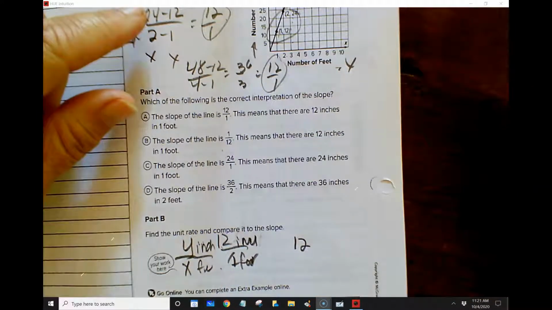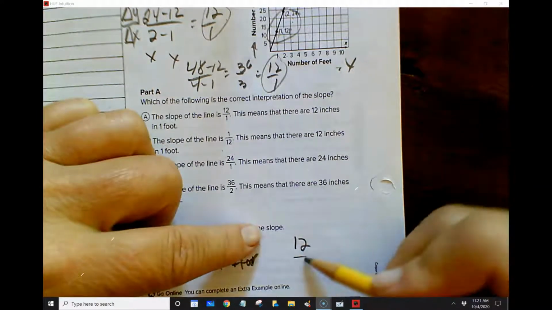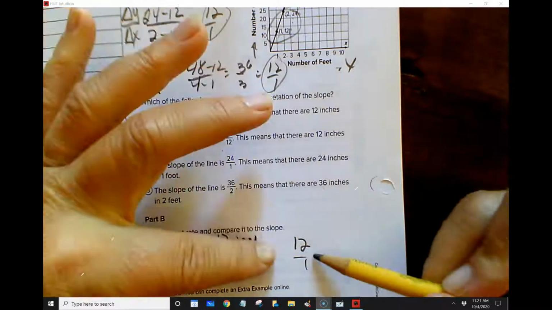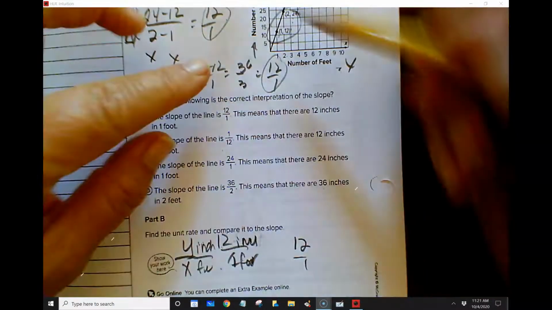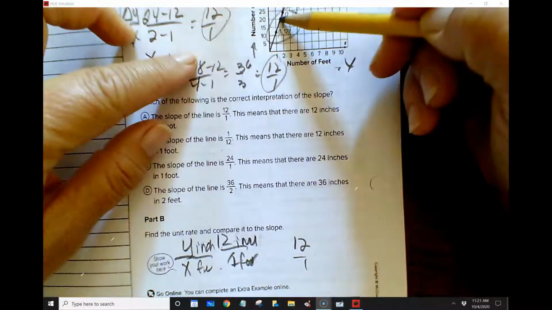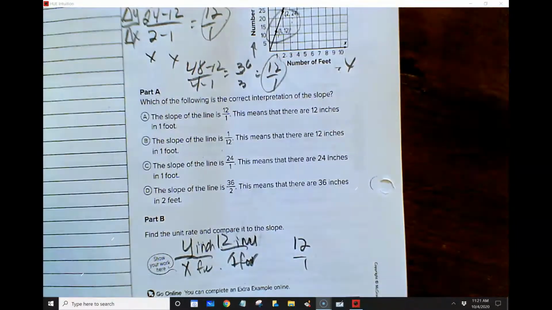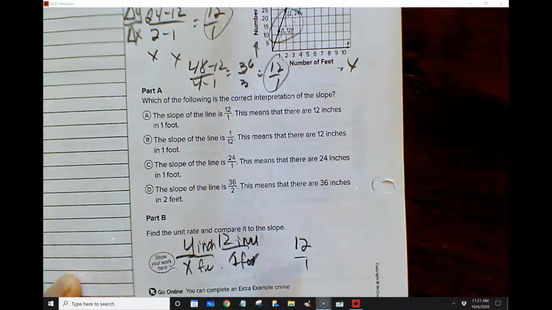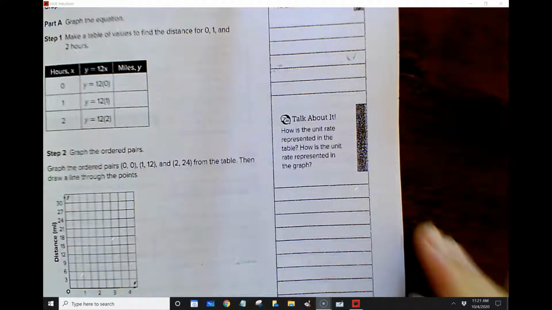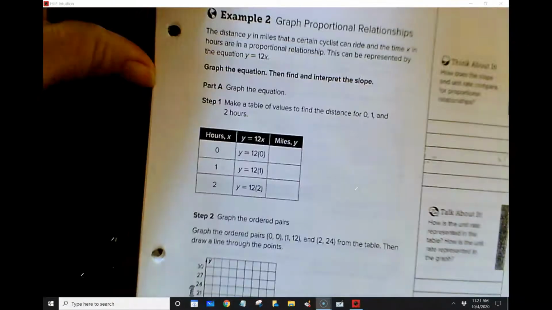My slope is 12, or 12 over 1. I'll take either one. Again, I'm okay with your fractions, leaving it like that. Because we're dealing with 12, I'm counting units, 12 and 1. So that's what they mean. 12 inches to a foot are just 12, both the same. They're actually the same. So now we get to graph these proportional relationships.